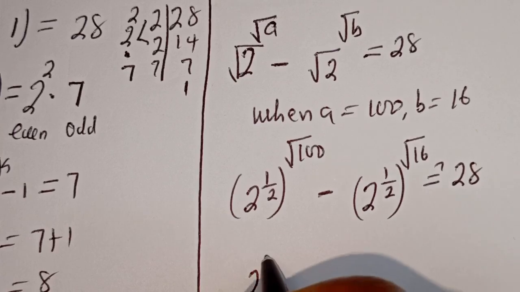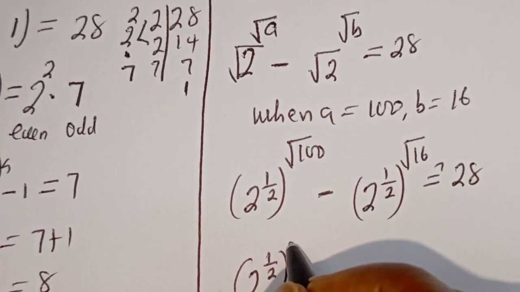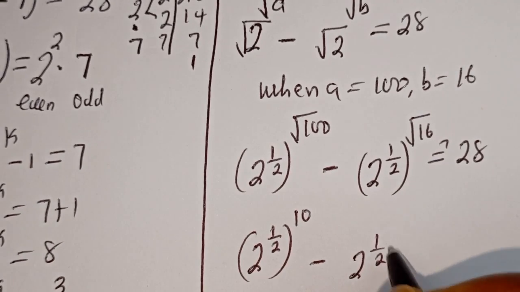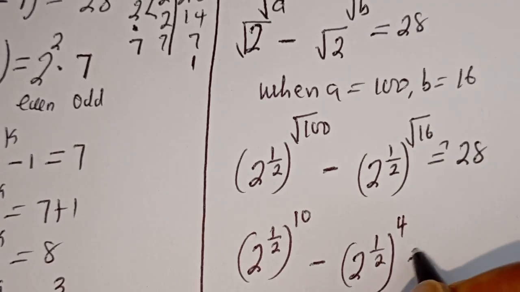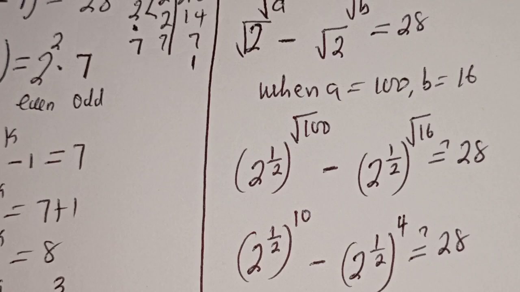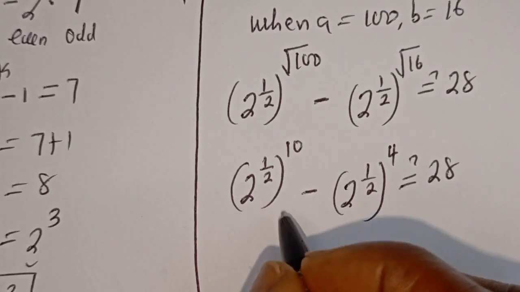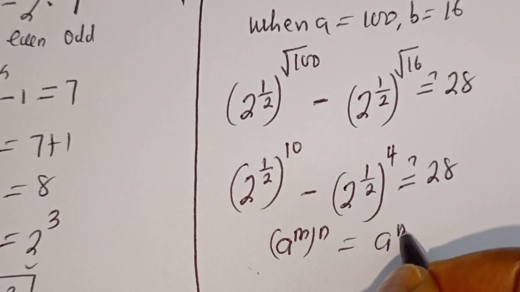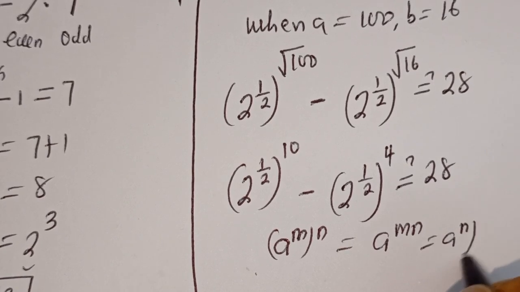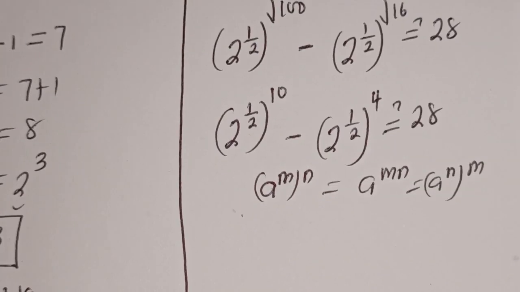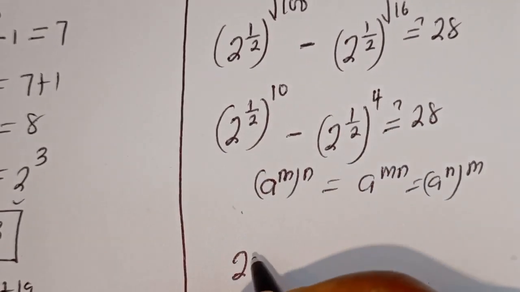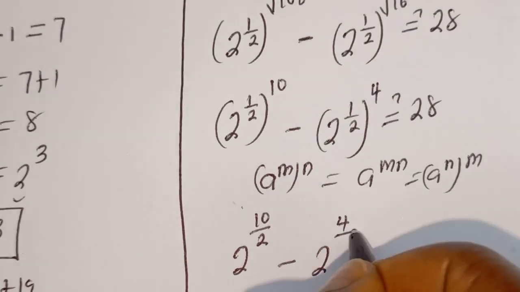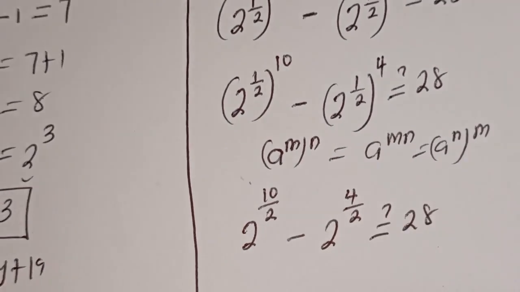Then we have 2 to the power of 1 over 2 to the power of square root of 100 is 10 minus 2 to the power of 1 over 2 to the power of square root of 16, that is 4, must be equal to 28. Then remember that if you have a to the power of m to the power of n is equal to a to the power of mn is equal to a to the power of n to the power of m. Then this can be written as 2 to the power of 10 divided by 2 minus 2 to the power of 4 divided by 2 must be equal to 28.